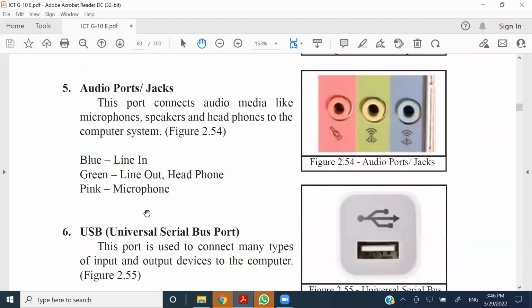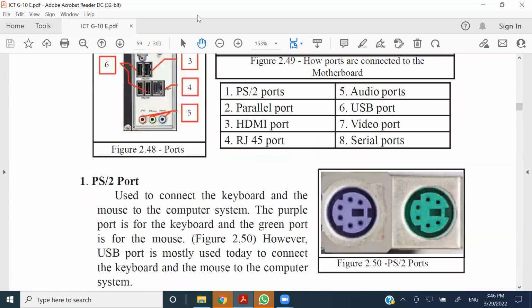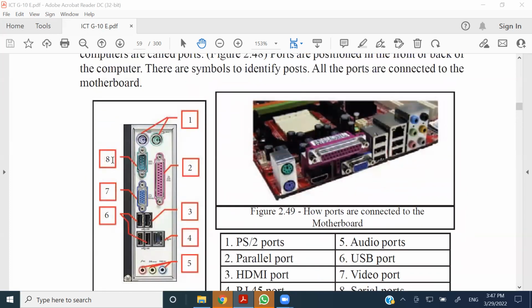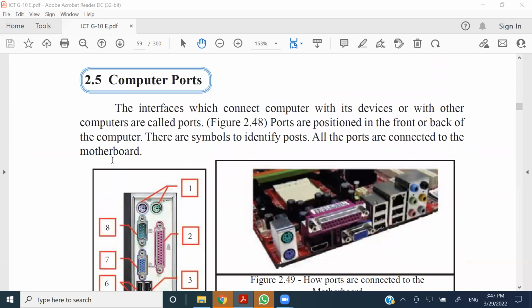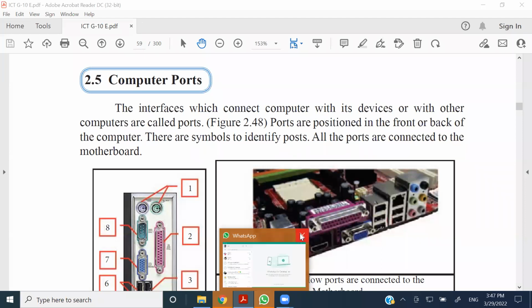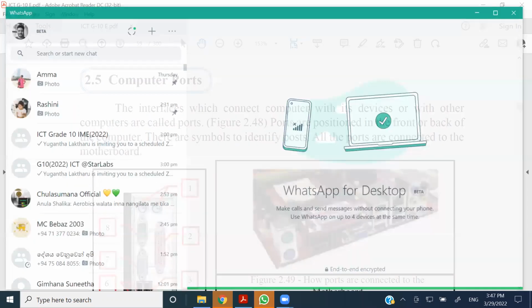Okay, are we clear with that, people, about the ports? Yes, everyone? Are you clear with what I said? Lamai, you can hear me, right? Yes, sir. Right, okay.